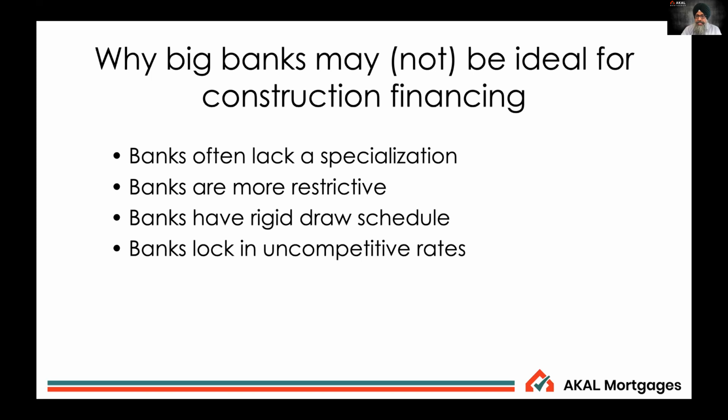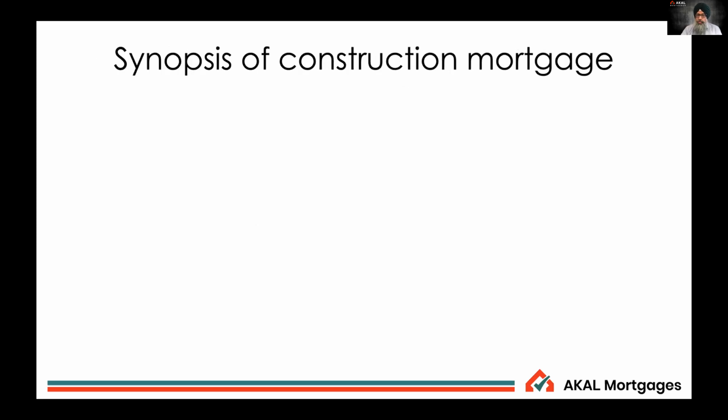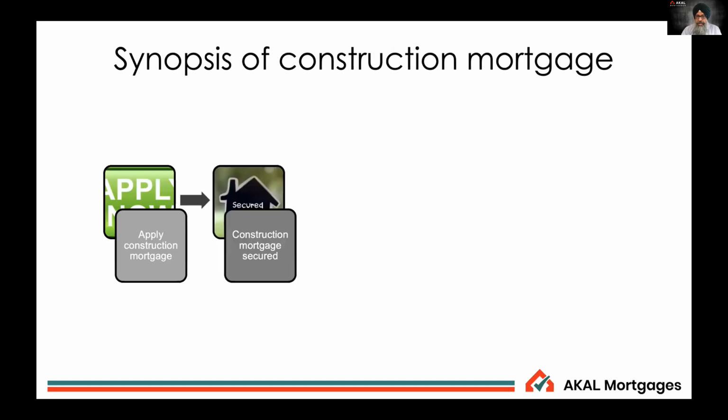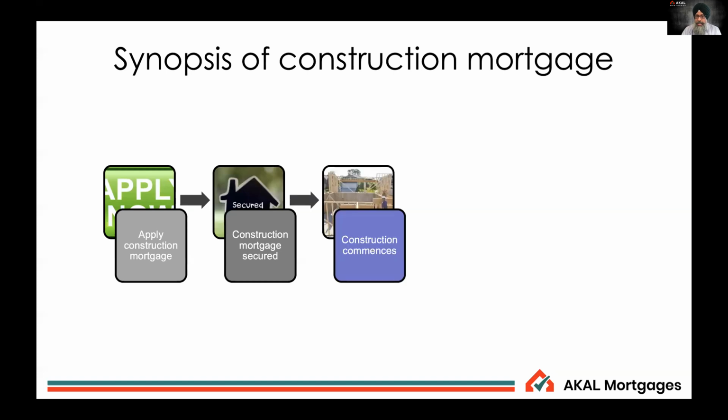And after that, once that is completed, then go for the regular mortgage, which we are going to talk about right after this one. Right? So what's the synopsis of a construction mortgage? First of all, apply for a construction mortgage. Then the construction mortgage is secured with a private lender or MIC. An A lender is not the right one to do that, as we mentioned, for so many different reasons.